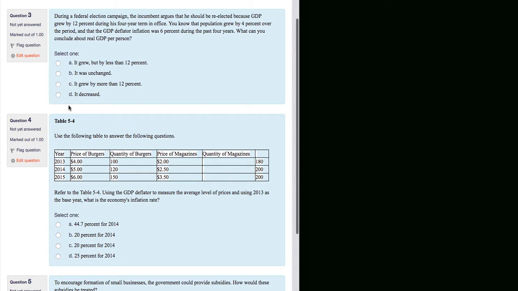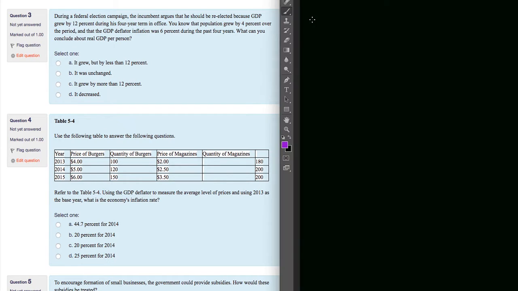During the federal election campaign, the incumbent argues that he should be reelected because GDP grew by 12% during his 4-year term in office. You know that population grew by 4% over the period, and that the GDP deflator inflation was 6% during the past 4 years. What can you conclude about real GDP per person? So at this point, I'm not asking you to calculate this, but I'd want you to figure it out in a certain way.